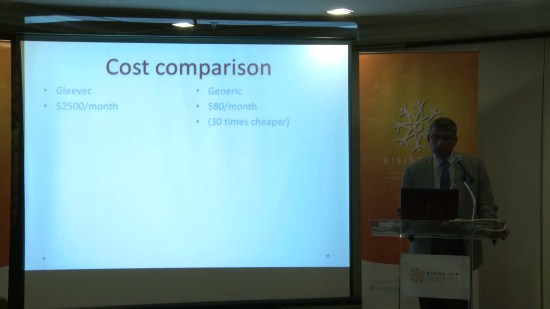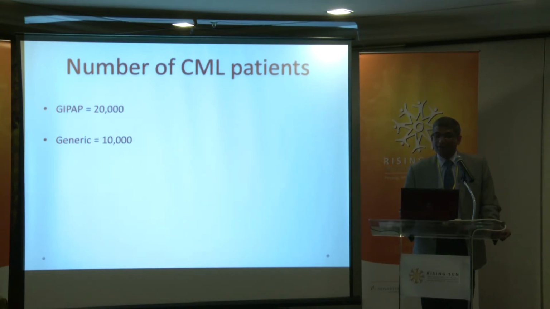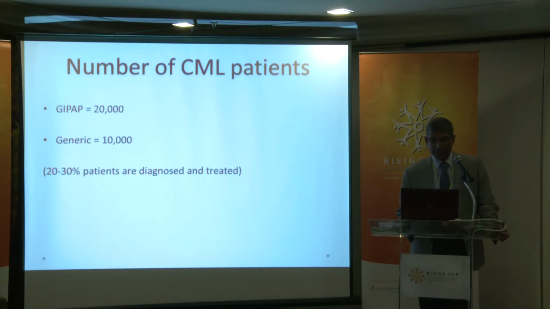So if you look at the cost comparison, as against $2,500, it's about $80 per month for the generic. And if you look at the production cost, it is about $30 per month. So we have almost close to 30,000 people with CML registered in India, of which 20,000 are on the GIPAP program and about 10,000 on generics.